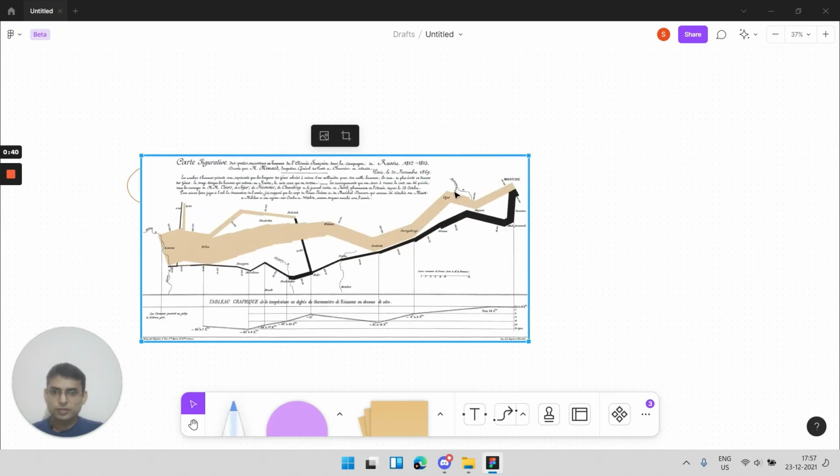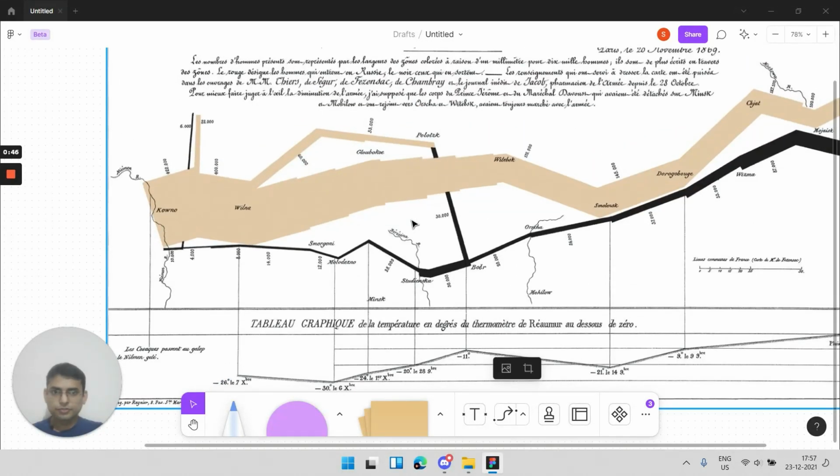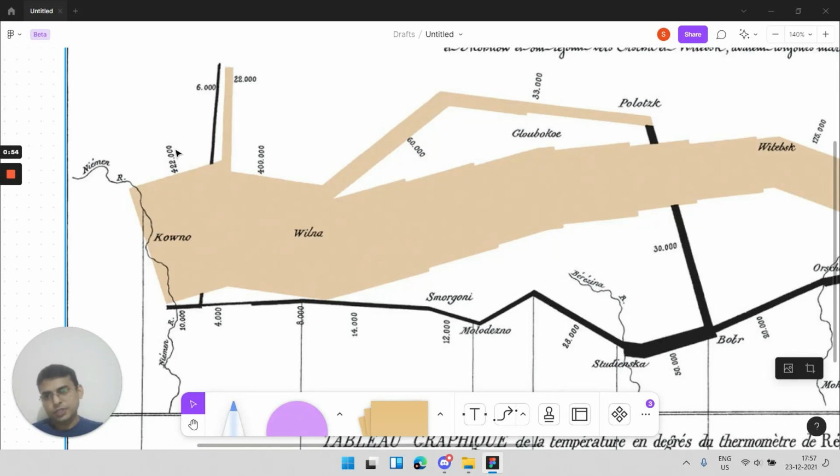So this is the one. Let me make it a little bigger. Okay, that should fit. So you can see that Napoleon started with a troop size of 422,000. That was the size of the troops when they started. And Neiman, I guess that's the border of France, and probably they started off from there. And you can see that some 22,000 out of this 422,000 drifted away, and then the rest continued.